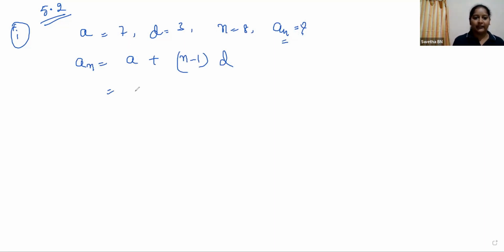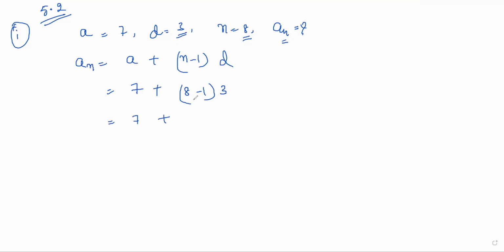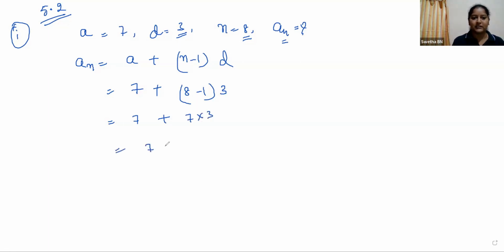Substitute the values. A is 7, N is 8, so write 8 minus 1 into D. What is D here? Write 3. So 7 plus, 8 minus 1 is 7, into 3. That is equal to 7 plus 7 3s are 21, which is equal to 28. So the nth term is equal to 28. Next question.